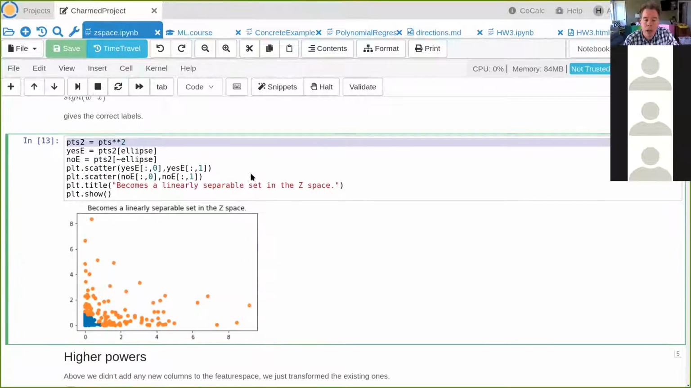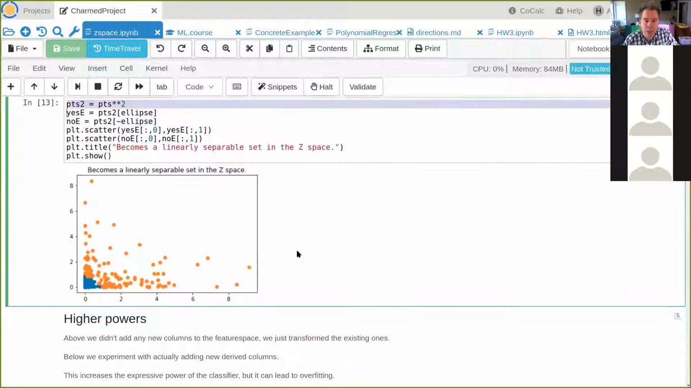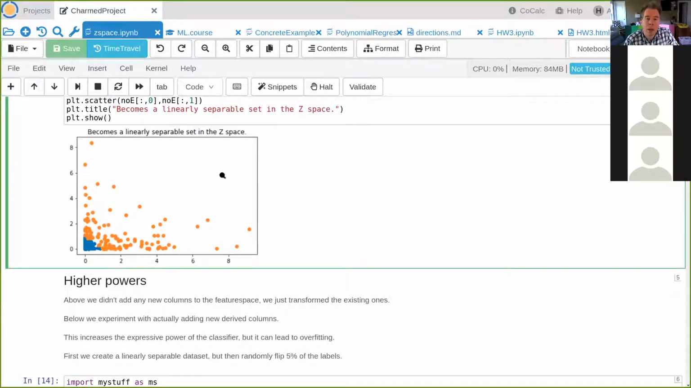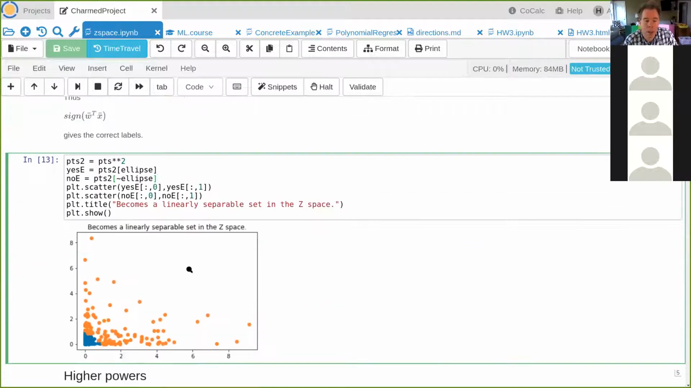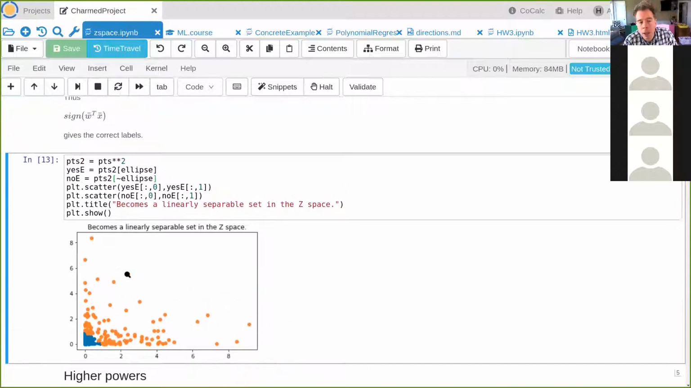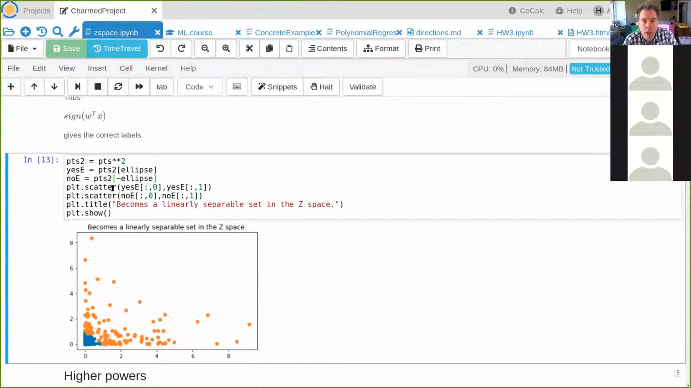And so after this transformation, we can express the separation as a linear function. And this is the Z space. So now we're looking at the same data points, but with their coordinates transformed according to this transformation. And it looks like this. If you zoom in, you can see that now it is linearly separable. You just separate it with the line that goes like that. And this is the weight vector that corresponds to that linear separation.